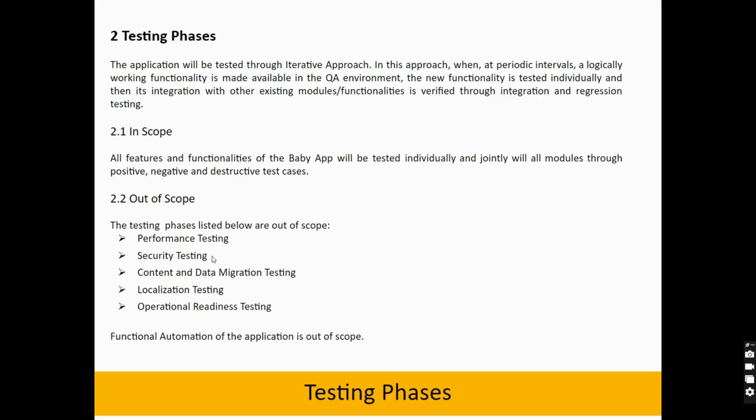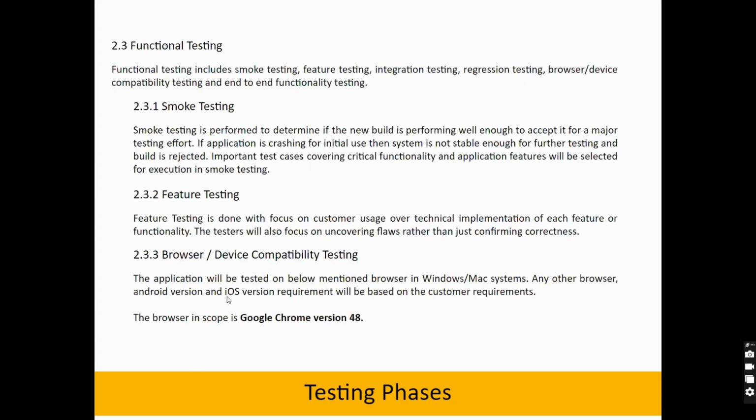For security testing also we need special tools and a special team. If you are okay to pay, I can provide this service as part of this testing. Then localization: what languages, which country you are targeting. In India, usually English and Hindi. In Canada, French and English. In the US, Spanish and English. That is localization. And what about operational readiness testing? Functional automation of the application is also out of scope, so we are not taking any automation for this project. Clear, guys?